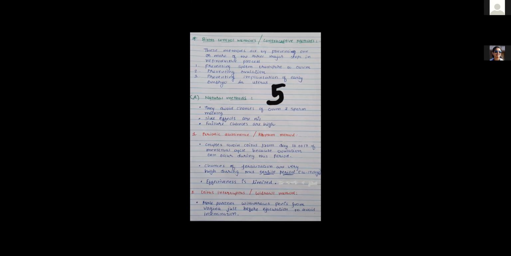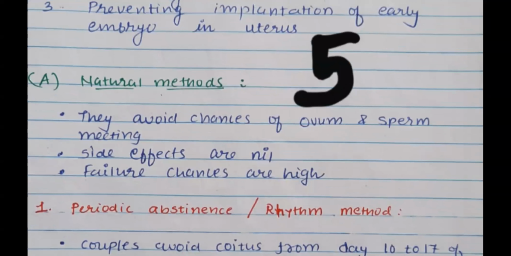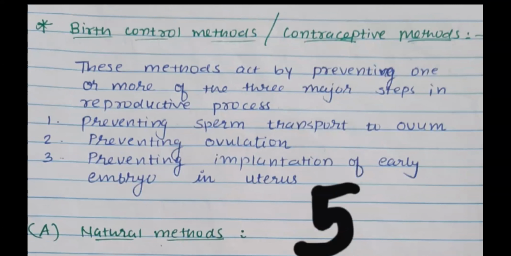Now the next part of this chapter. The first part, the reproductive health related problems and strategies, we have discussed. Next part is birth control devices. Birth control methods, or the other term that we call contraceptive. Remember, contraceptive, or we call birth control methods.